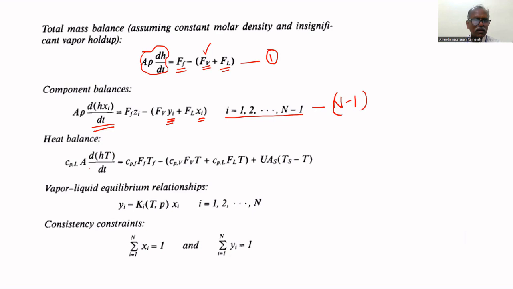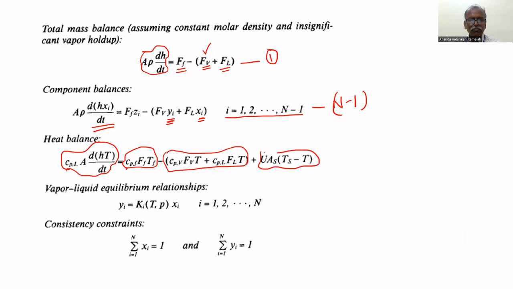To write the heat balance equation, the rate of change of heat energy inside the flash drum equals the amount of heat entering the flash drum minus the amount of heat leaving the flash drum plus heat supplied. This is heat supplied. This is another equation. So equation number 1, N minus 1 equations and 1 equation. So far, N plus 1 equations.